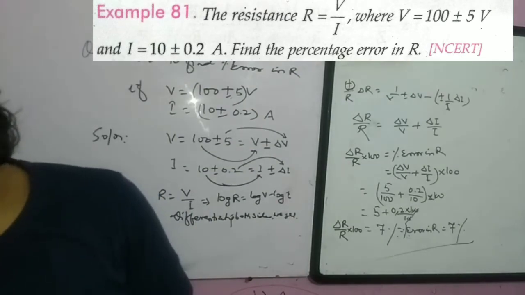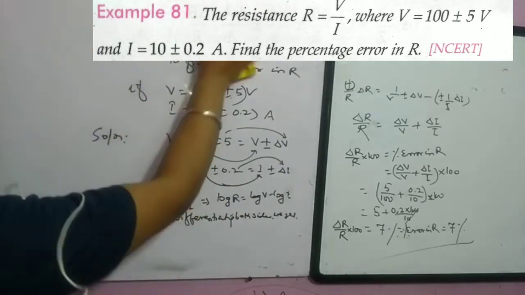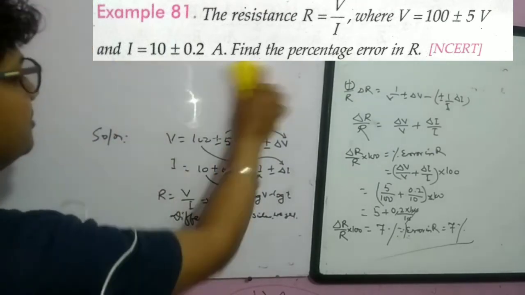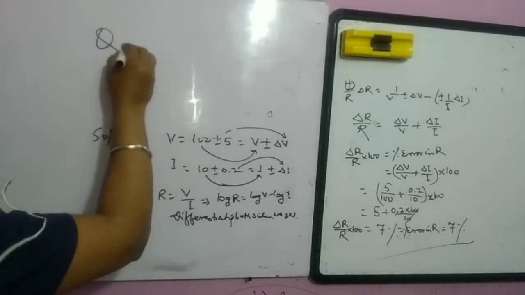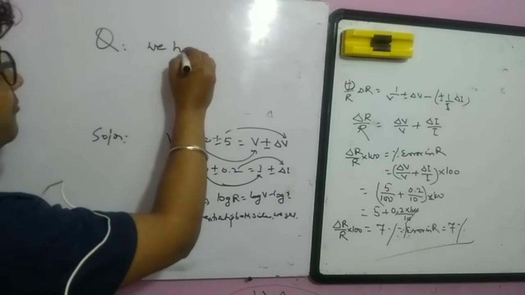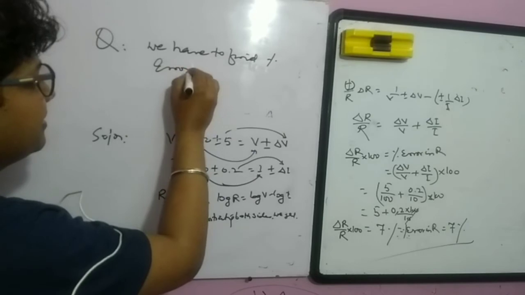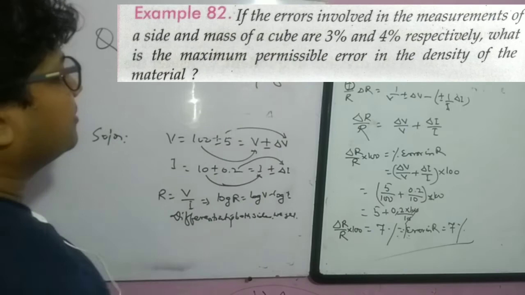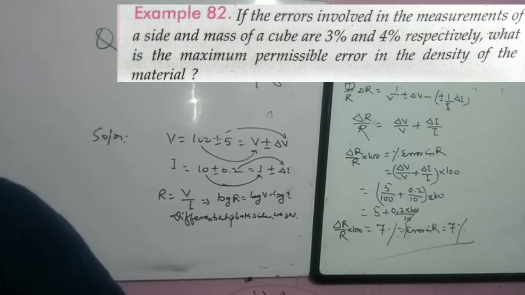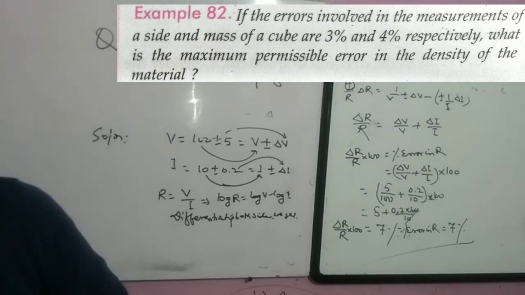Fine. Now another problem we can take. Suppose we have to find the percentage error in density. If mass is given and volume is given.